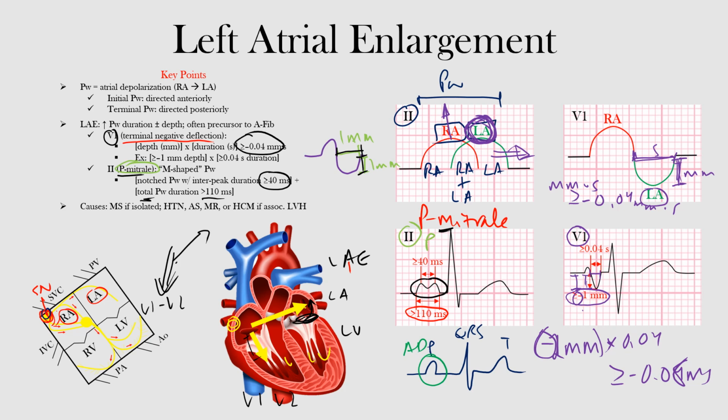So hopefully that makes sense. Remember, if we only see these left atrial enlargement changes, it's likely due to mitral stenosis. So associate P mitrale, mitral stenosis, and the M-shaped P wave as we saw. Well, that's the end of this lecture. We discussed left atrial enlargement, including its EKG features and potential causes. I hope you learned something.